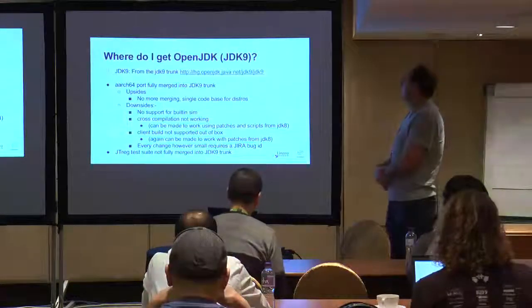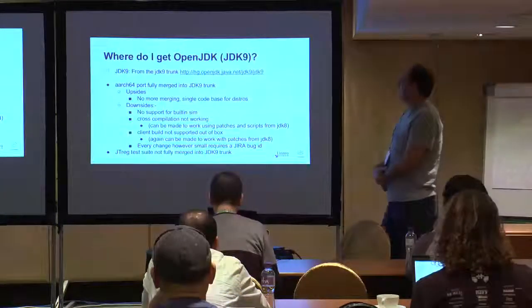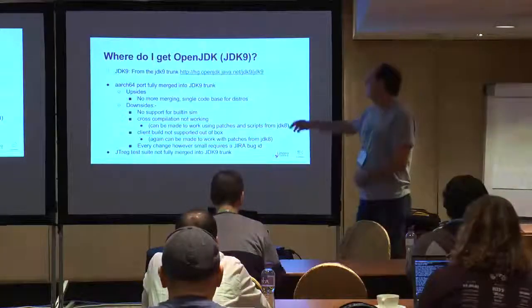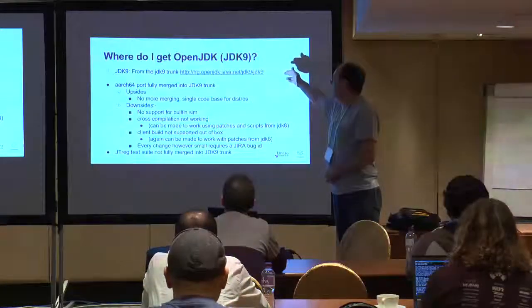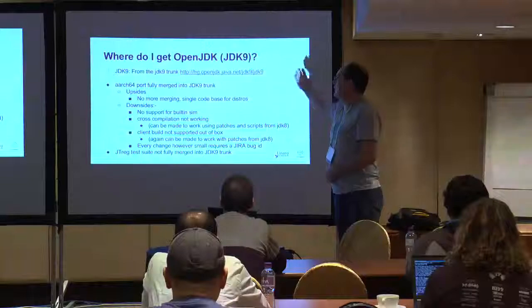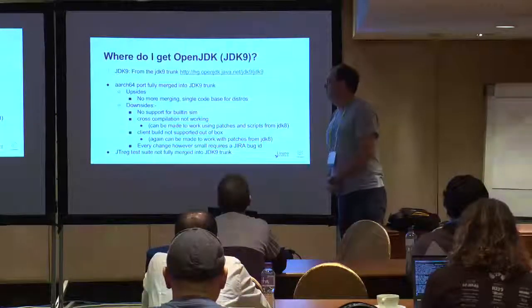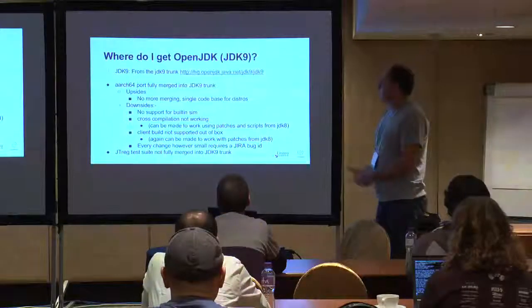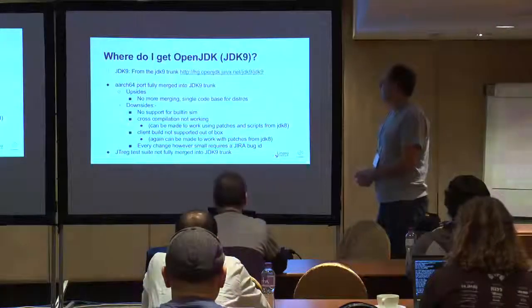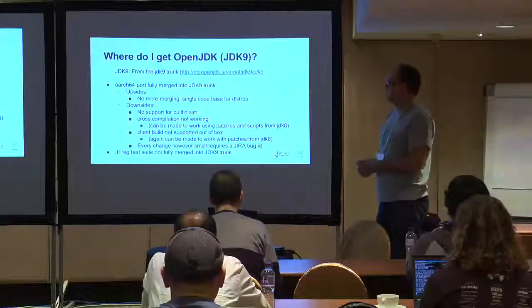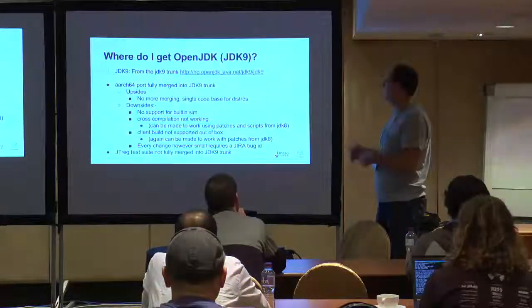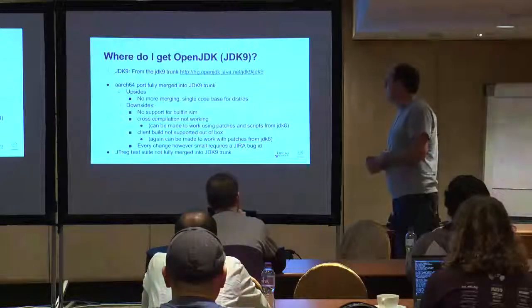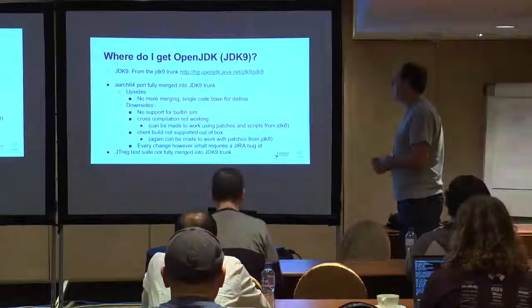JDK 9, where do we get that? From the trunk. With JDK 9, we've merged it into the trunk, so you can now pull down the trunk and you get AArch64. So this is great. The upside is that we're always up to date with all the developments in Java, and security patches are immediately available for AArch64. There's a single code base for distros.